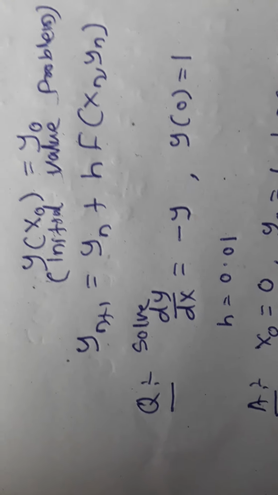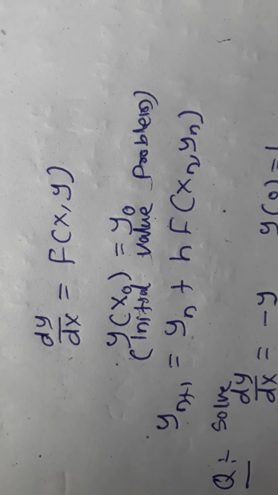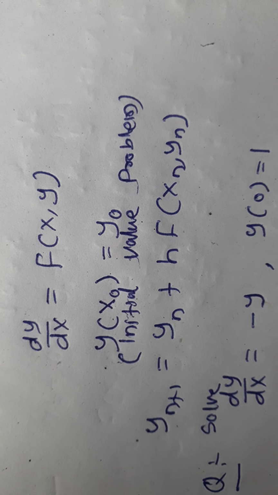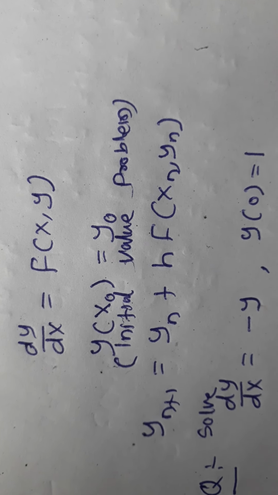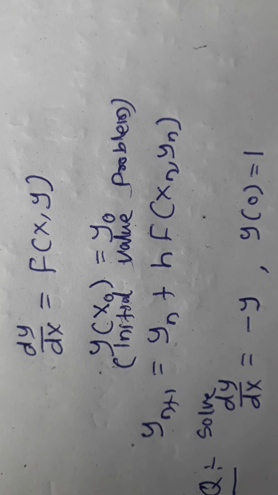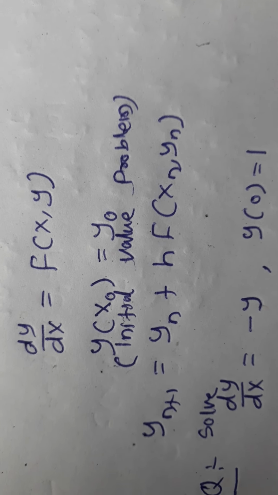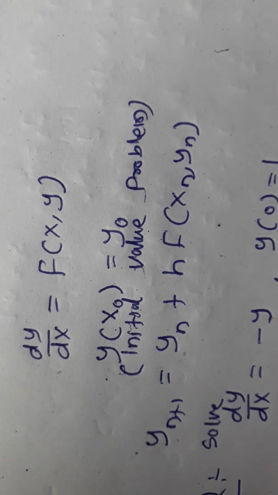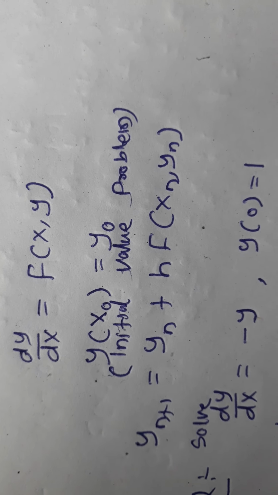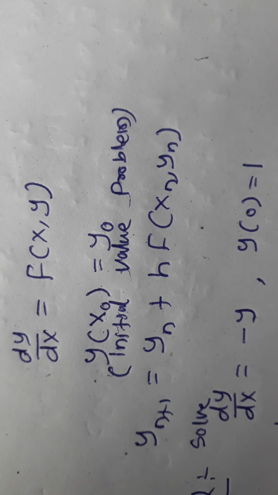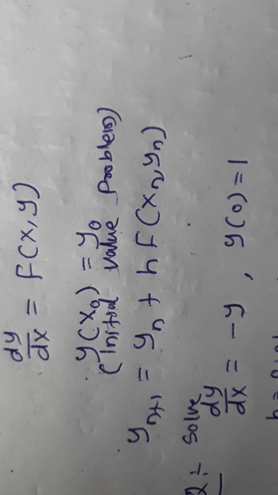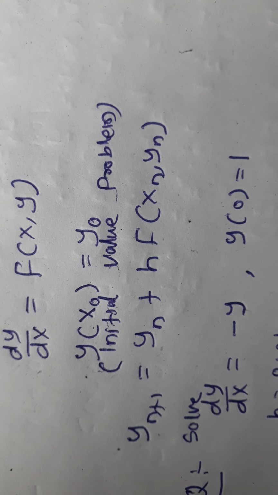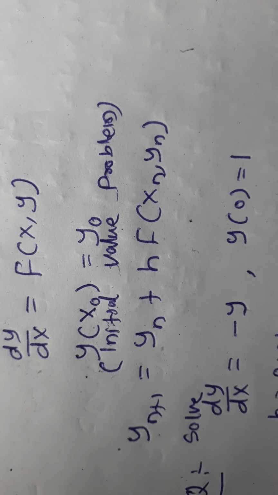Let us discuss it once more. The differential equation is dy by dx equal to f of xy, means the differential equation is given in this format. Y of x0 is equal to y0, means these are the initial values. Another thing I have already made clear, and let me repeat it again. This type of problem is also referred to as initial value problems, IVP. So don't confuse that IVP is something different from this.